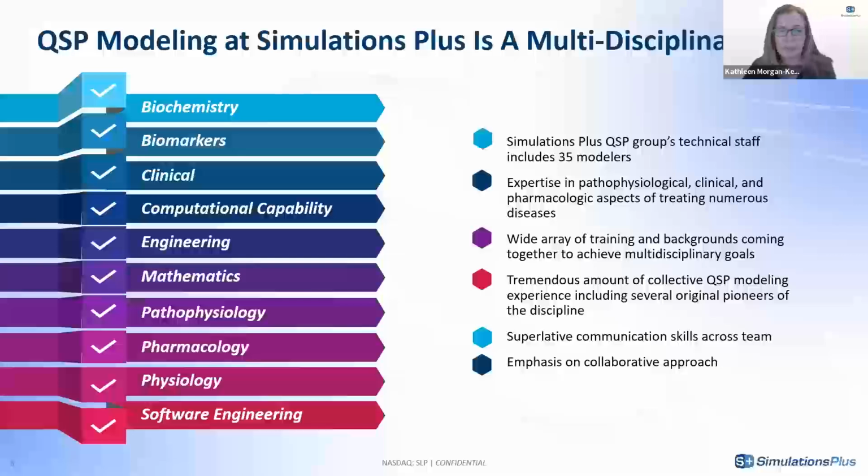QSP modeling at Simulations Plus is a multidisciplinary effort. Our QSP group's technical staff includes 35 modelers. We have expertise in pathophysiologic, clinical, and pharmacologic aspects in treating numerous diseases, with a wide variety of training and backgrounds coming together to achieve multidisciplinary goals. There is a tremendous amount of collective QSP modeling experience in our group, including several original pioneers of the discipline.